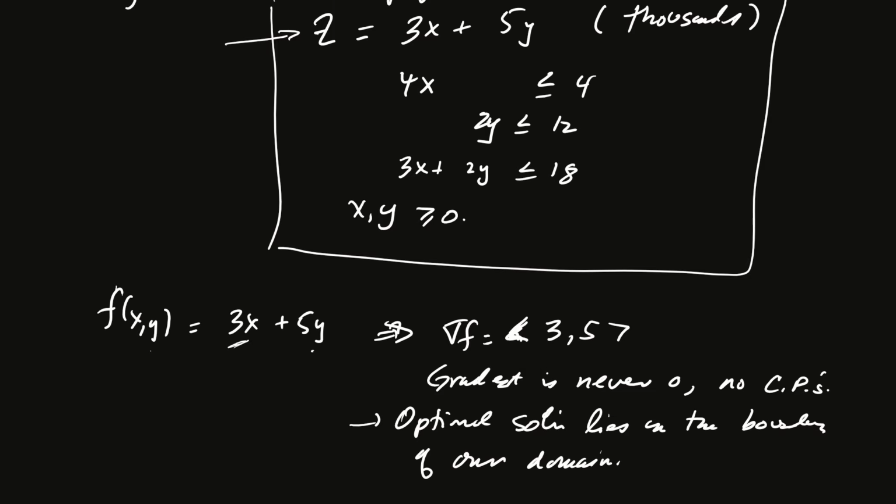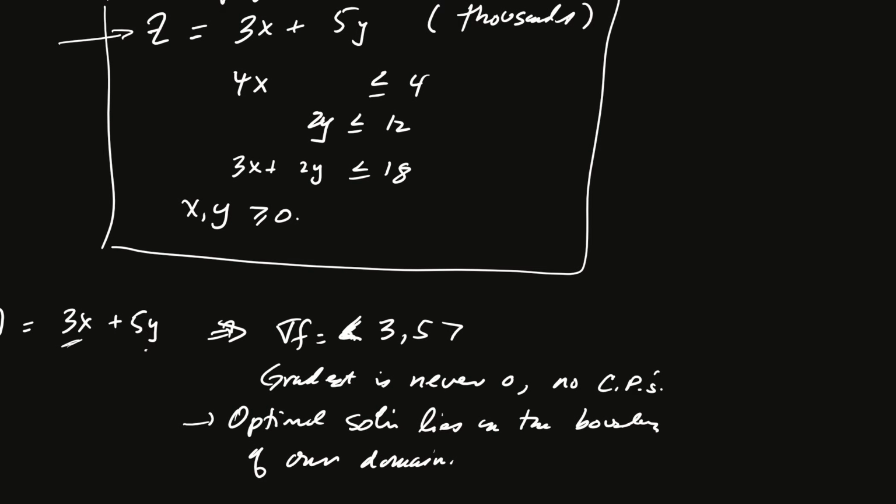Okay, so now let's take a look at our domain. Our x is less than or equal to 4, y is less than or equal to... let's simplify this a little bit. X is less than or equal to 4, y is less than or equal to 6, and then 3x plus 2y is less than or equal to 18.